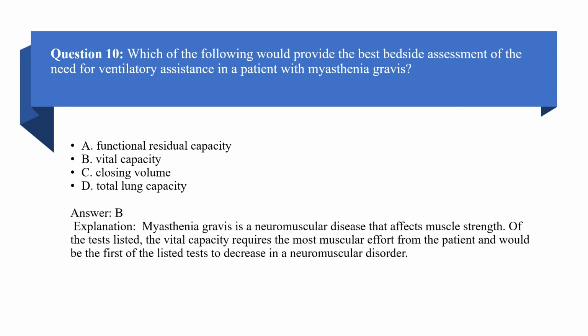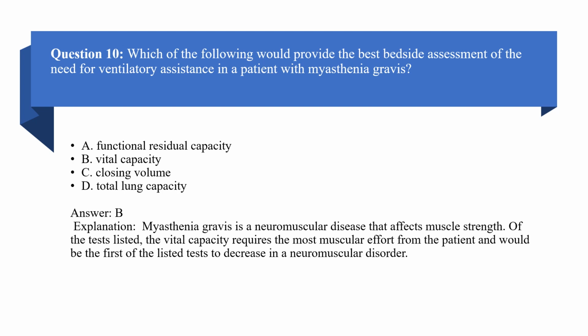The rationale behind this is this, that myasthenia gravis is, of course, a neuromuscular disease that affects muscle strength. And again, myasthenia gravis is one of those conditions that really starts with the face and the eyes and works its way downward and outward. Unlike Guillain-Barré, that tends to start at the extremities and work its way inward and upward. So it is a neuromuscular disease that, again, affects muscle strength.